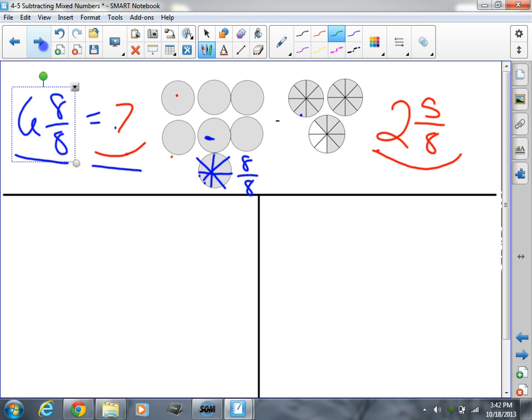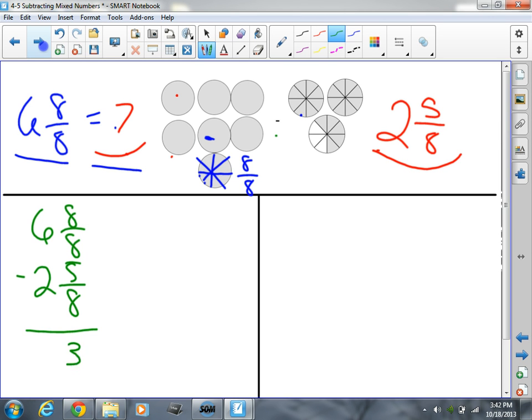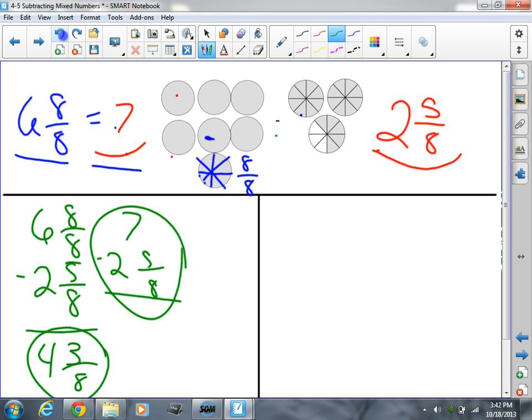So now instead of saying 7 minus 2 and 5/8, I would say 6 and 8/8 minus 2 and 5/8. Well, now I can subtract. Now it's very easy to subtract, because 8/8 minus 5/8 is going to be 3/8, and 6 minus 2 is going to equal 4. And so there, I have taken a somewhat scary mixed number. So instead of saying 7 minus 2 and 5/8, I can actually write it like this, and it makes a lot of sense.